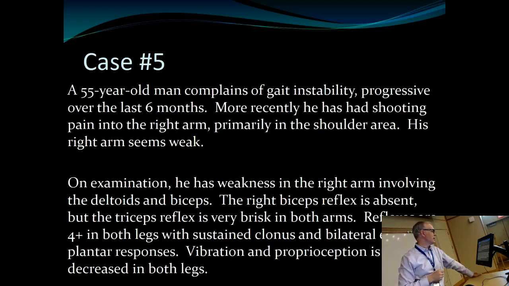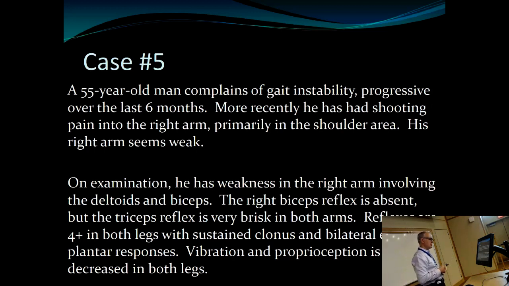What do those two muscles have in common? They're both C5, C6 muscles. Okay, so that would suggest that this is probably a C5-6 radiculopathy. The right biceps reflex is absent. Okay, so the roots are lower motor neurons, right? So if you have a C5, C6 radiculopathy, you're going to lose the reflex to the biceps.